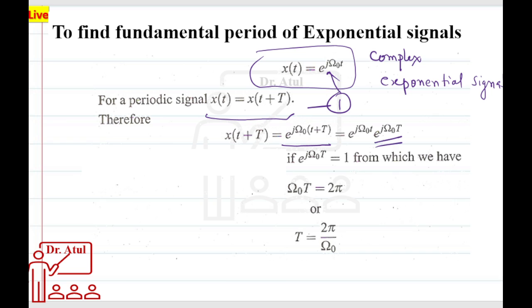So when will this be 1? When omega naught T equals 2 pi. So omega naught T equals 2 pi, then T equals 2 pi upon omega naught. This is the fundamental period of this one. Same answer came, this is also the same, but the way of analysis is a little different.